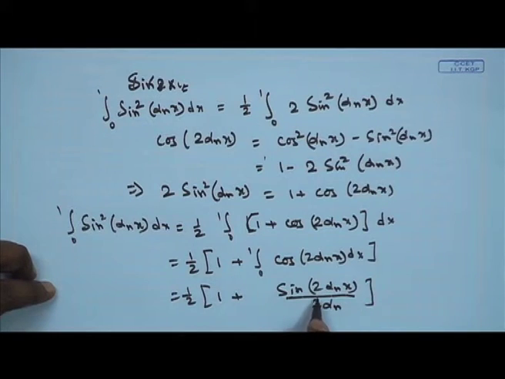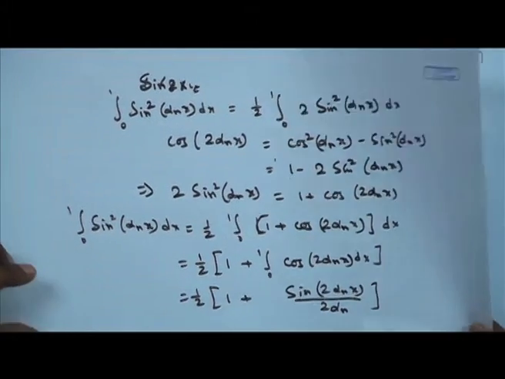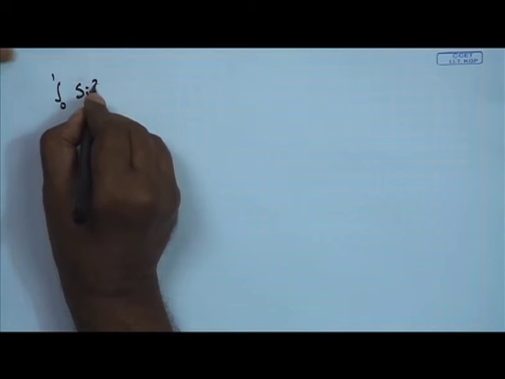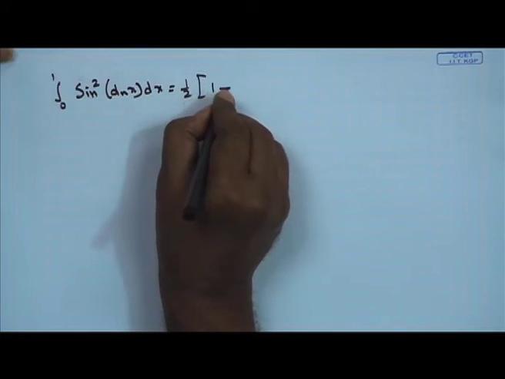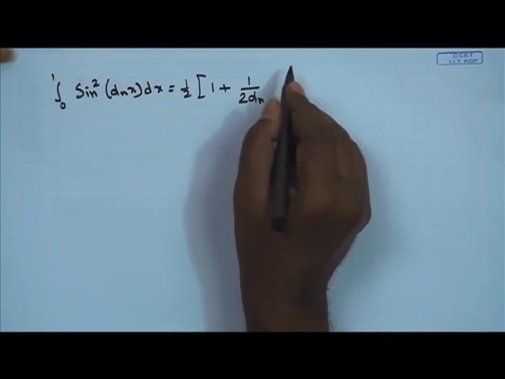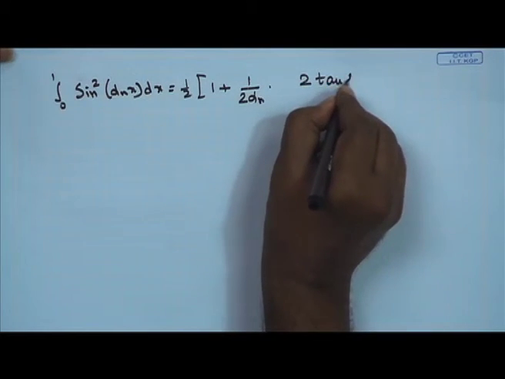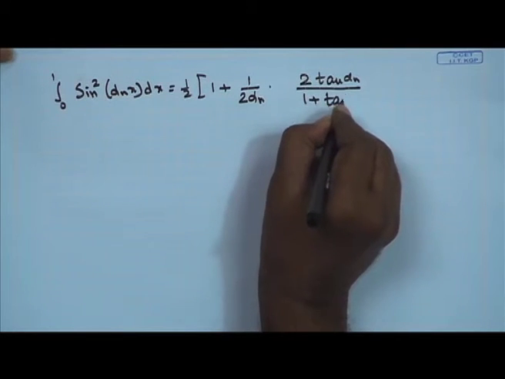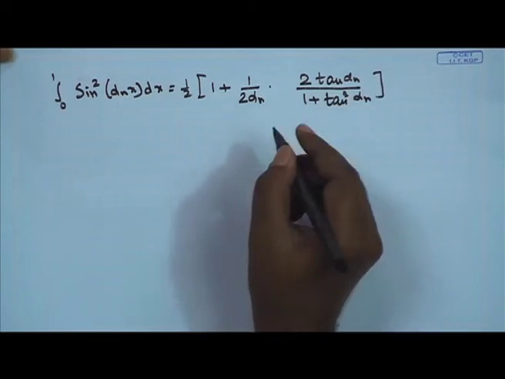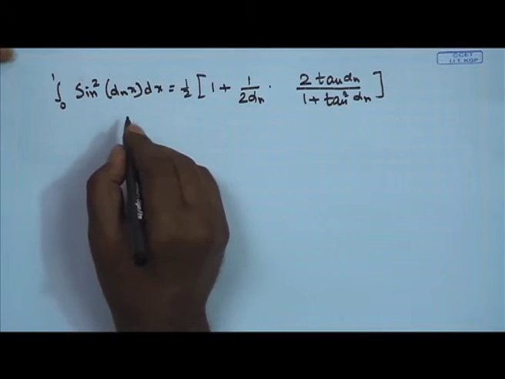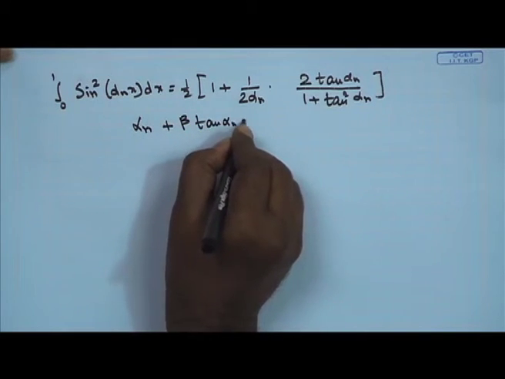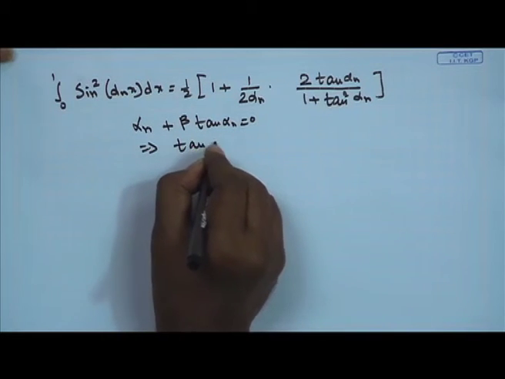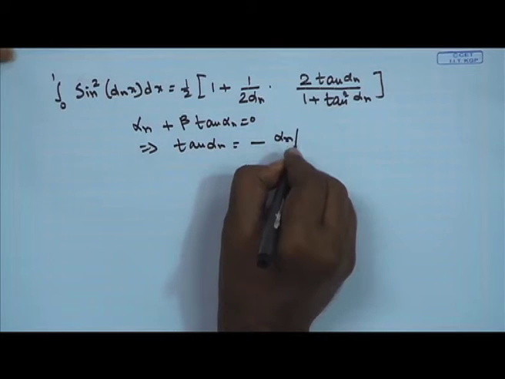Okay, we express sine 2 alpha n in the form of tan. So the integral from 0 to 1 of sine square alpha n x dx now becomes half of 1 minus sine 2 alpha n divided by 2 alpha n. Sine 2 alpha n is nothing but 2 tan alpha n divided by 1 plus tan square alpha n, and we have seen that the eigenvalues will satisfy the governing equation alpha n plus beta tan alpha n is equal to 0. So therefore tan alpha n can be written as minus alpha n divided by beta.